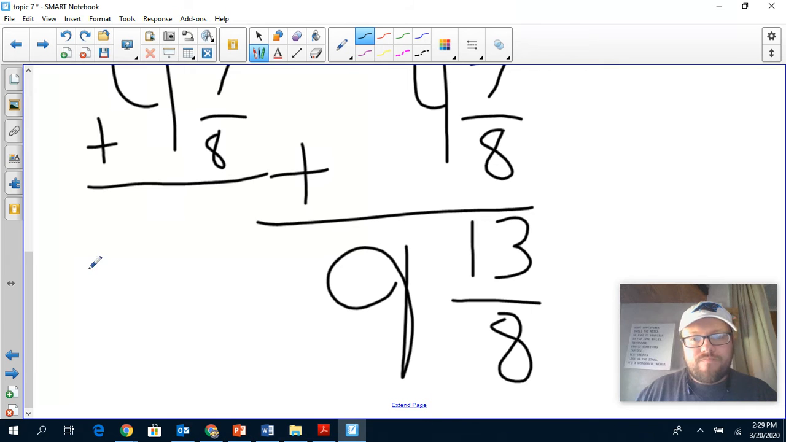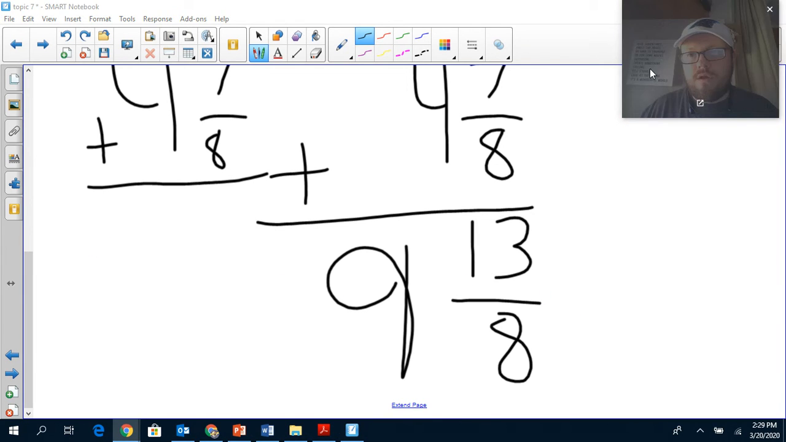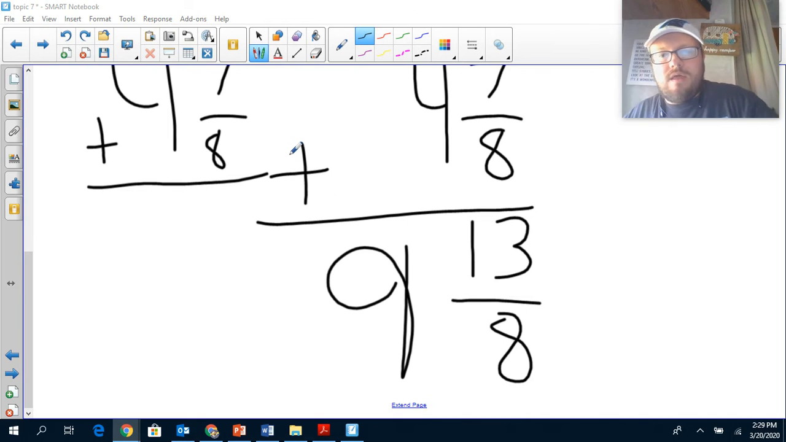So I'm going to go to the side. I'm going to move my head up here. There you go. There you go, Mr. Griffin. And then I'm going to extend my page again.